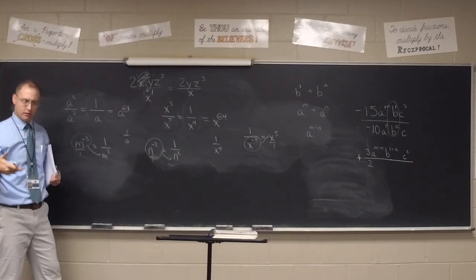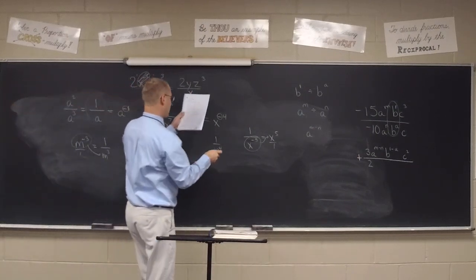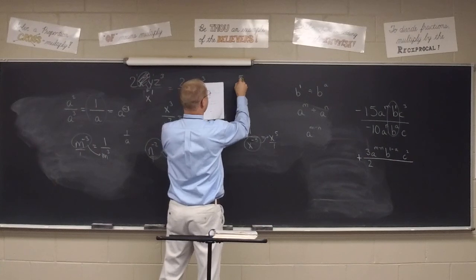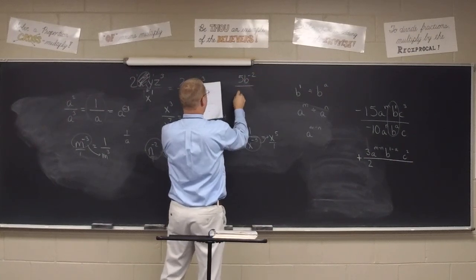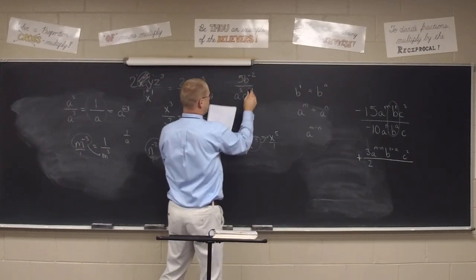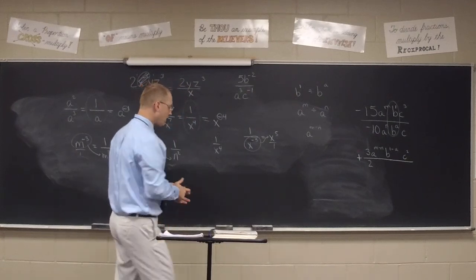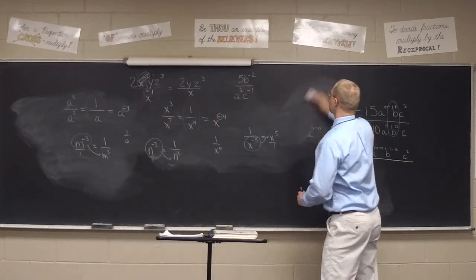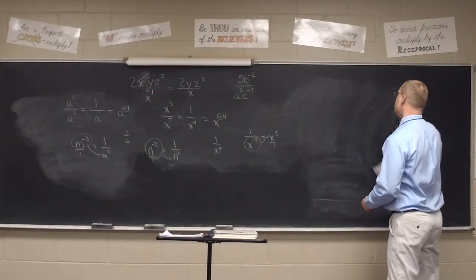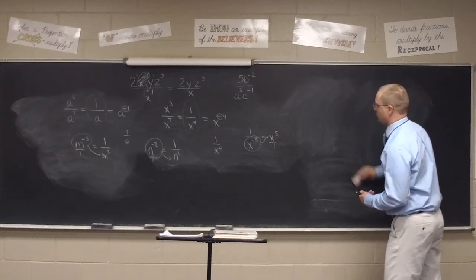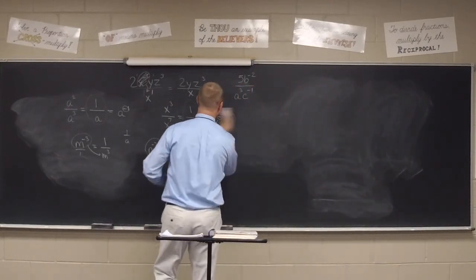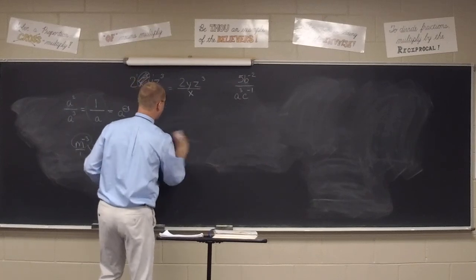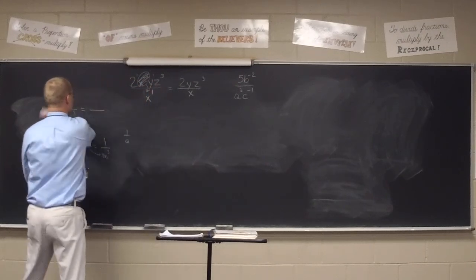Does that make sense? All right, write this next one down if you would, please. 5b to the negative second over a cubed c to the negative first. Here there are two things that have to move. I need to take the reciprocals of two things. What two things do I need to take the reciprocals of, class? b to the negative 2 and c to the negative 1.